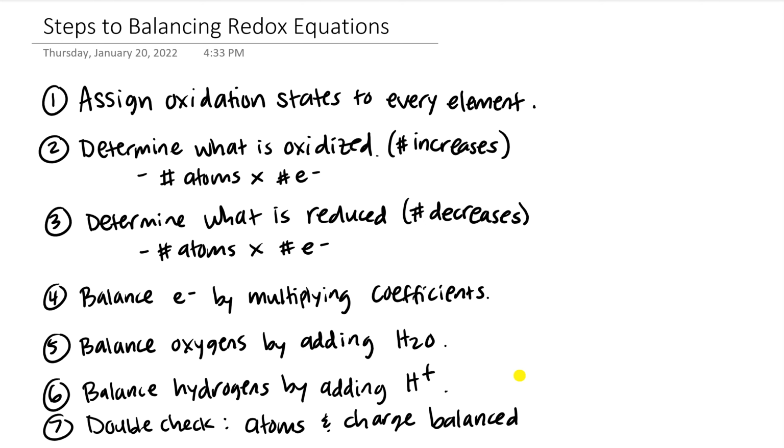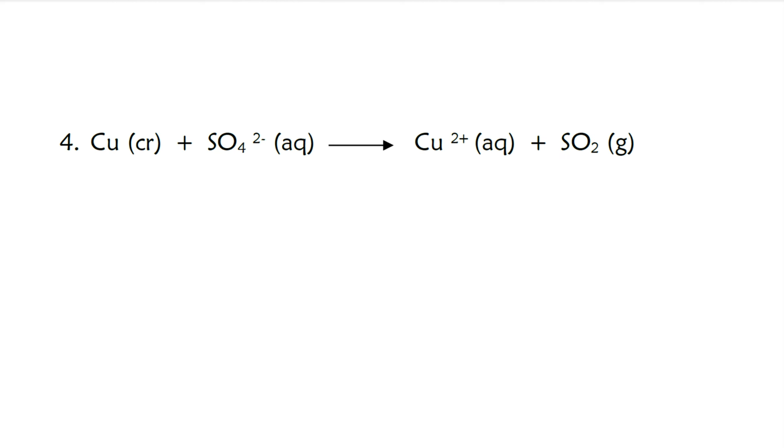Okay, so recall the steps to balancing redox equations. We're going to follow these steps in order, 1 through 7. So let's go. Step number 1, you assign oxidation states to everything.